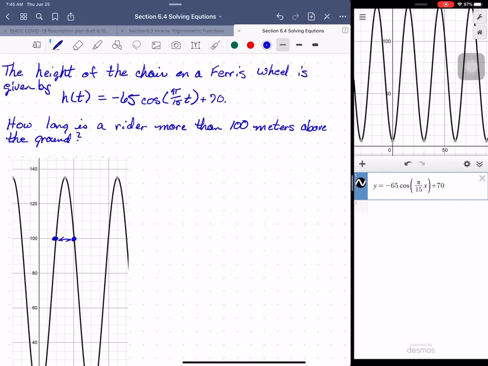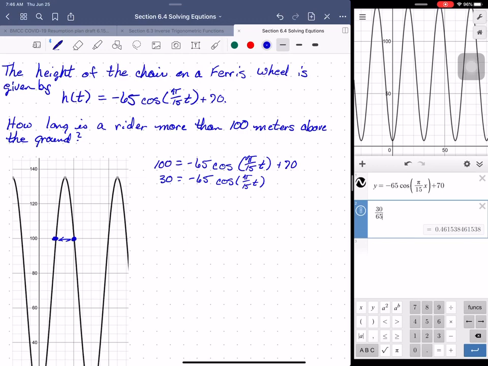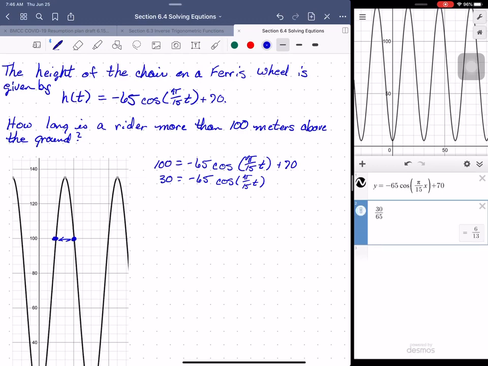So we're going to approach this just like we do any other equation. We're going to say 100 equals -65 times the cosine of pi over 15 times time, plus 70. Subtract 70 from both sides. And we get 30 equals -65 times the cosine of pi over 15 times time. Divide through by 65 and reduce it. So 30 over 65 reduces to negative 6/13.